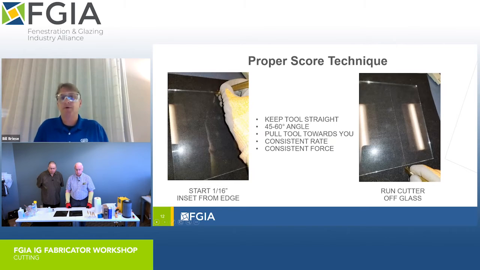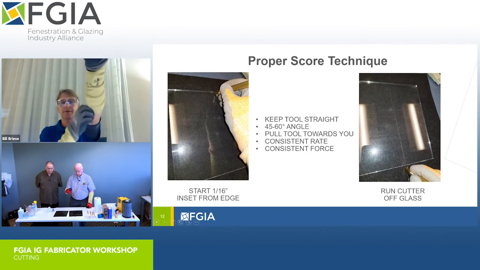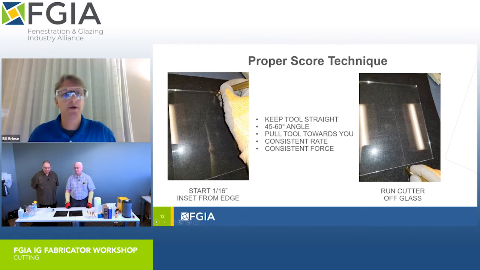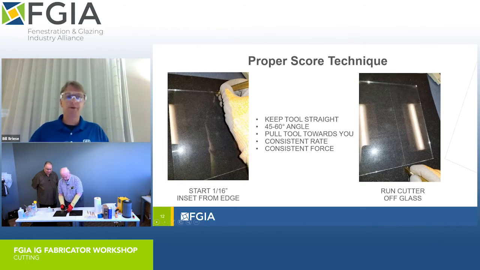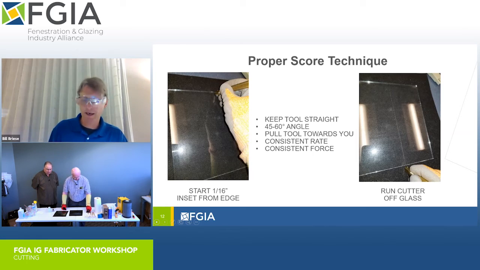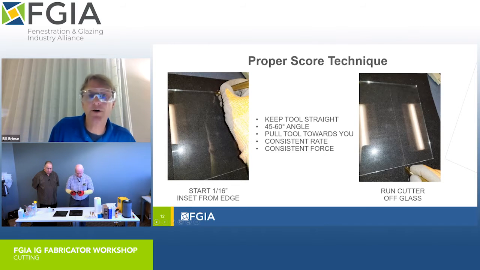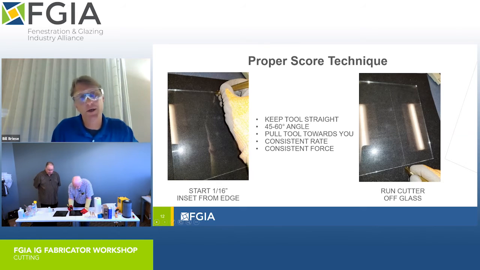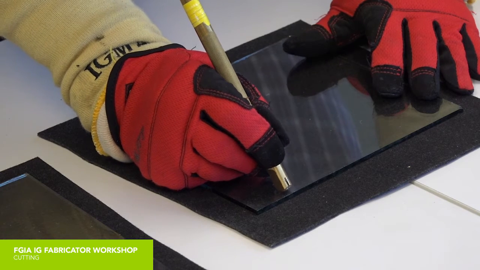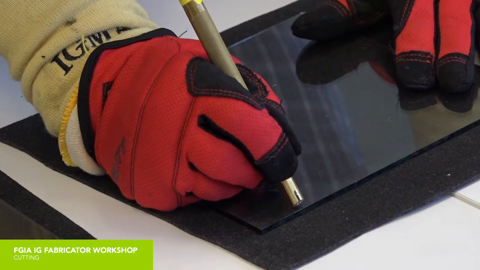So let's talk about this. Sleeves, gloves, safety glasses. The proper way to score glass is you're going to have your piece of felt or carpet and your 8-inch square piece of glass. You're going to keep the tool at about a 45 to 60 degree angle from vertical. Pull it towards you. Never start off the glass. You want to start 1/16 of an inch, or a millimeter to 2 millimeters, on the glass. You never want to run from the top onto the glass. You want to start on the glass, but you want to run the cutting tool off the glass.